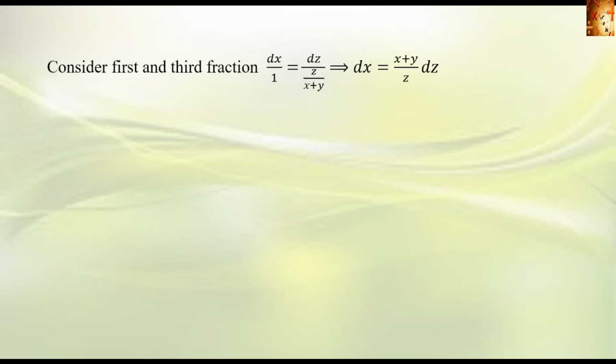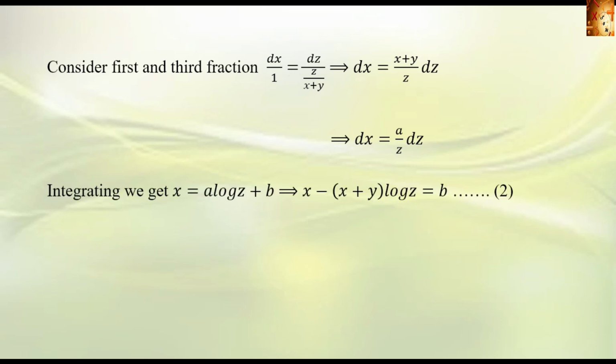Next, consider the third and the first equation. We get dx equal to x plus y divided by z dz. This implies dx equal to, what is x plus y? From the first equation, we get x plus y as a. So this is equal to a by z dz. So integrating, we have x equal to a log z plus b.